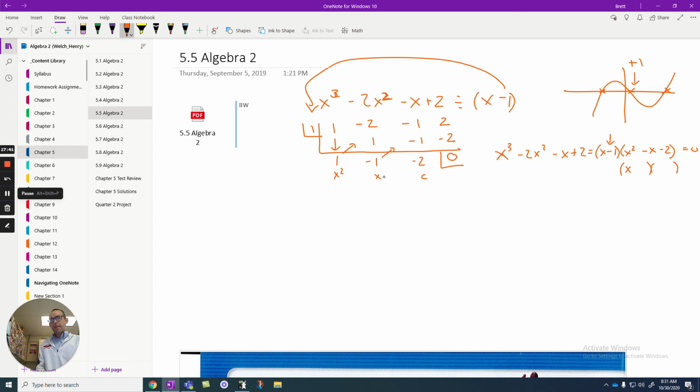This would split as x and x. What are the factors of 2 that subtract to 1? Well, that'd be 2 and 1, the only choices. The 2 is negative, so my signs are different. To get a negative 1, I would need negative 2 and plus 1. So x minus 2 and x plus 1, times x minus 1. This right here is the factored version of the original equation.